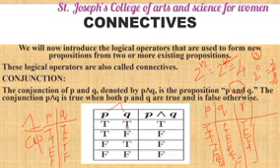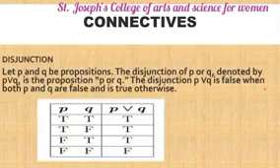So only the first row has both as true, so we are giving the answer as true. For all the remaining, we are giving it as false. Next, we can move on to the next connective, disjunction.